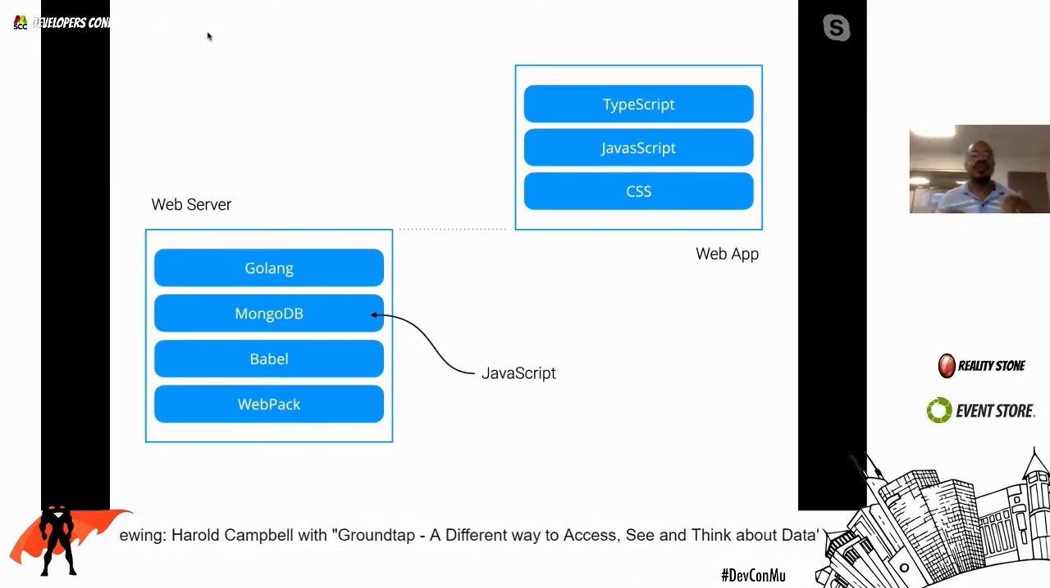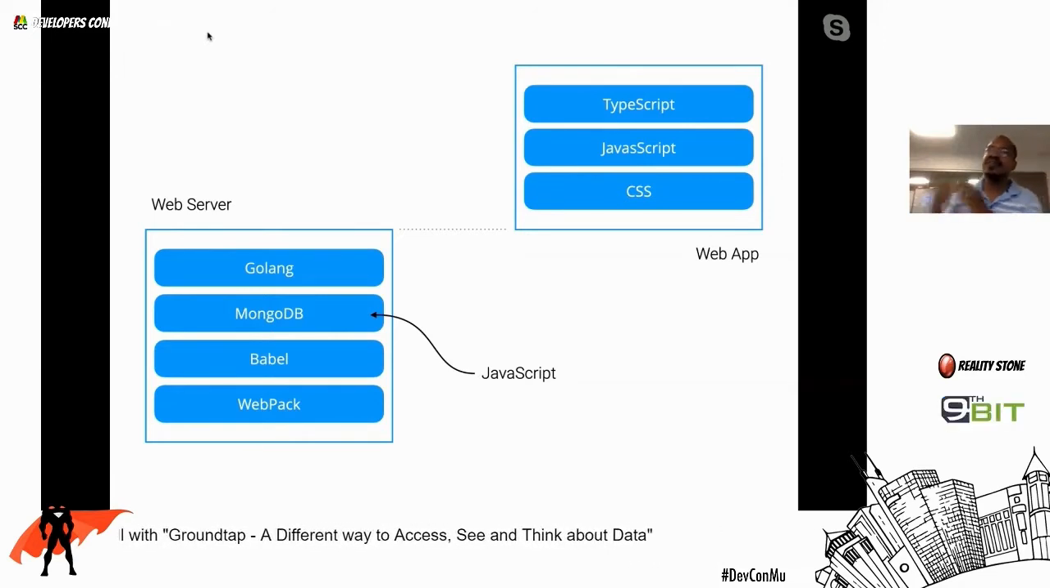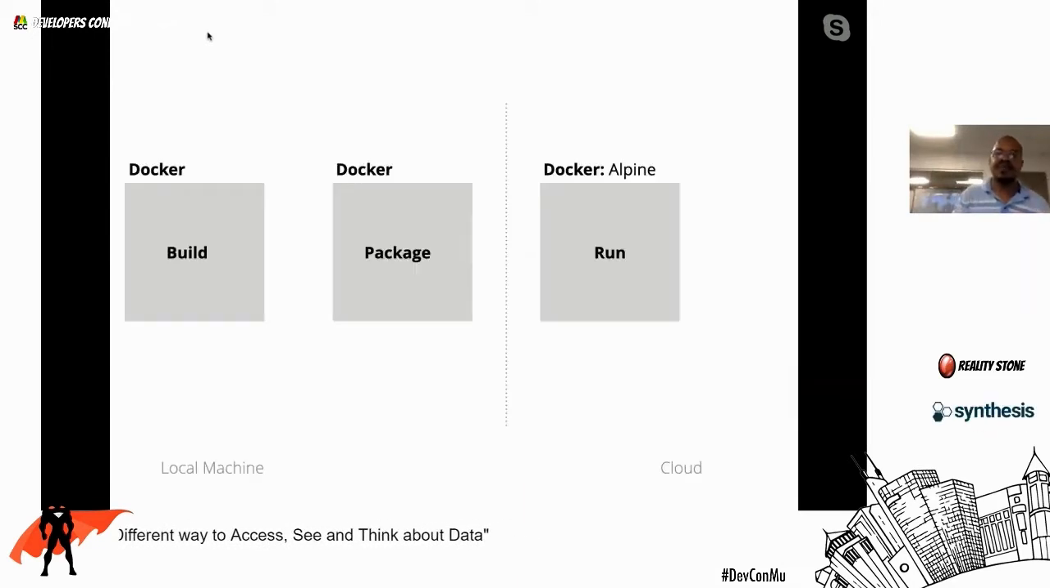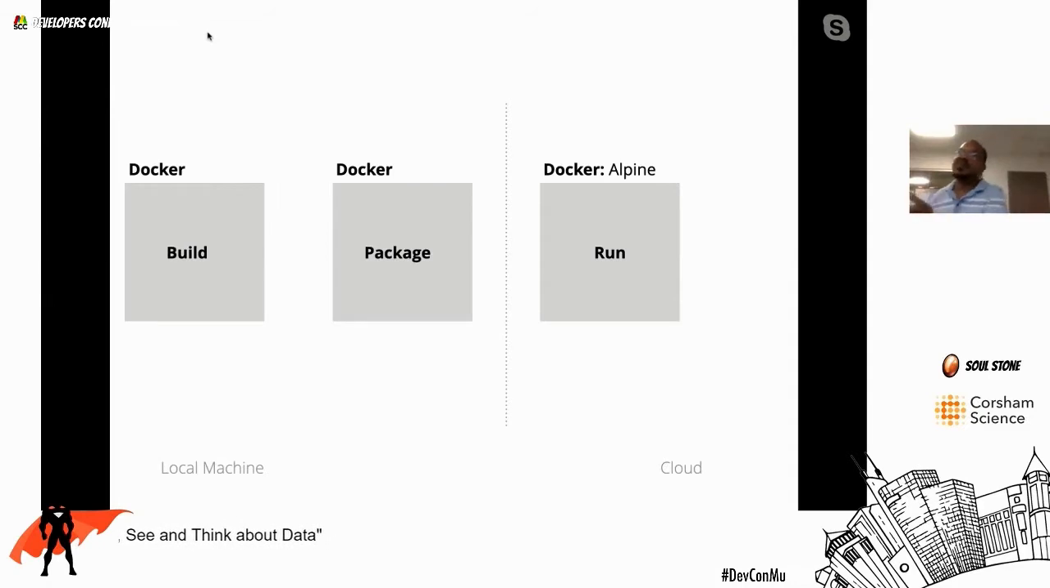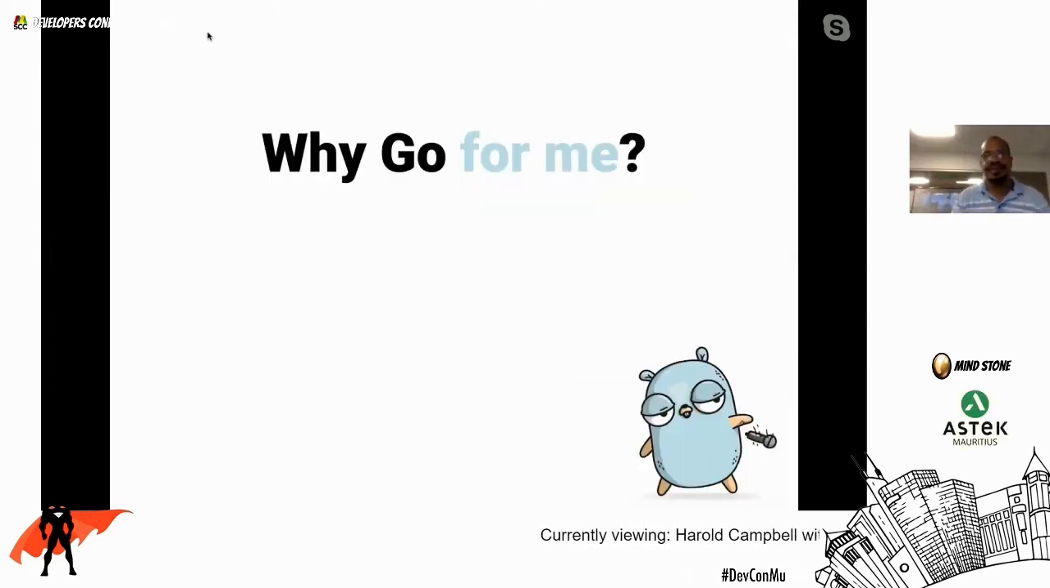I forgot to mention that with MongoDB, there's also JavaScript on the server side. So I have JavaScript on the front end and JavaScript on the back end, which makes my life easier. And similarly, I have Docker right across the stack. I use Docker to build, Docker to package, and then when I deploy or release, I use a Docker Alpine image and push my native builds or native assets using that.